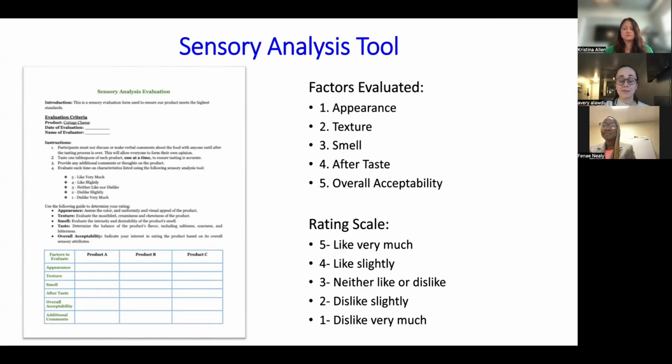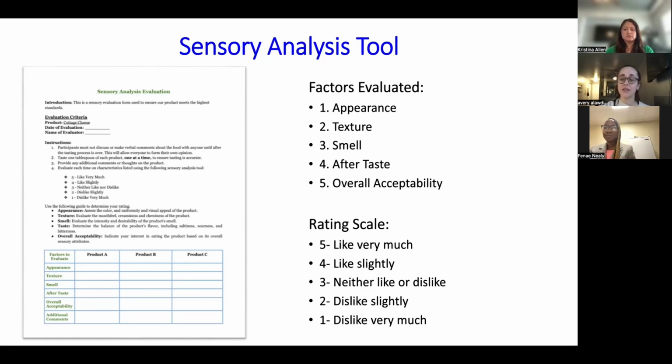The third one is the smell. The fourth one would be the aftertaste. So does it leave any sort of odd flavor after you swallow it? Is it sour? Is it bitter? Those kinds of things. And the fifth one is the overall acceptability. So how is the product overall? And how is the interest?